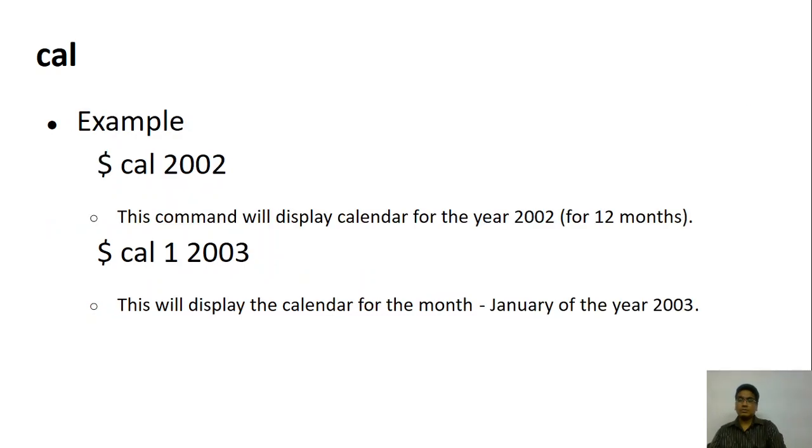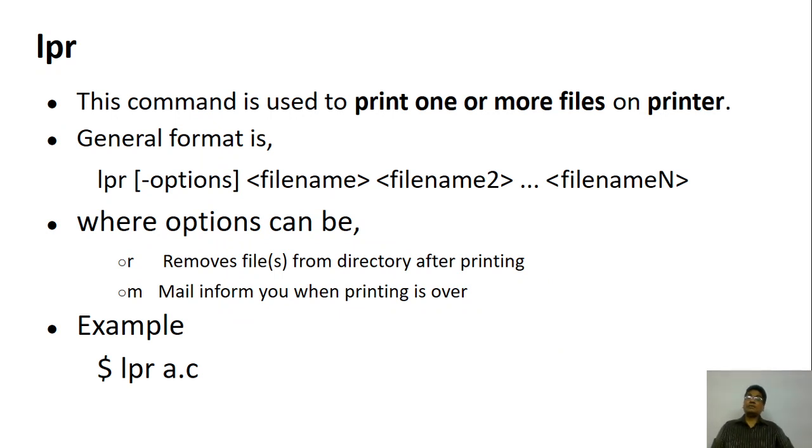It's going to show you the calendars. For example, if you say cal 2003, it shows the entire calendar; if you say cal 1 2003, it shows the first month of 2003. The other one is the LPR command. LPR command is used to send a file to the printer.